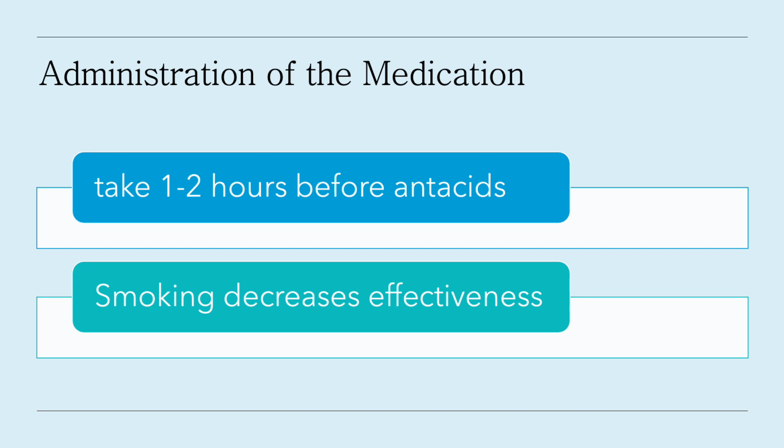So administration of this medication, you want to take them 1 to 2 hours before your antacid, and also smoking decreases the effectiveness of the medication. So you want to tell your patient, hey, you may want to stop smoking because smoking is going to make this medication not work as good as it could.